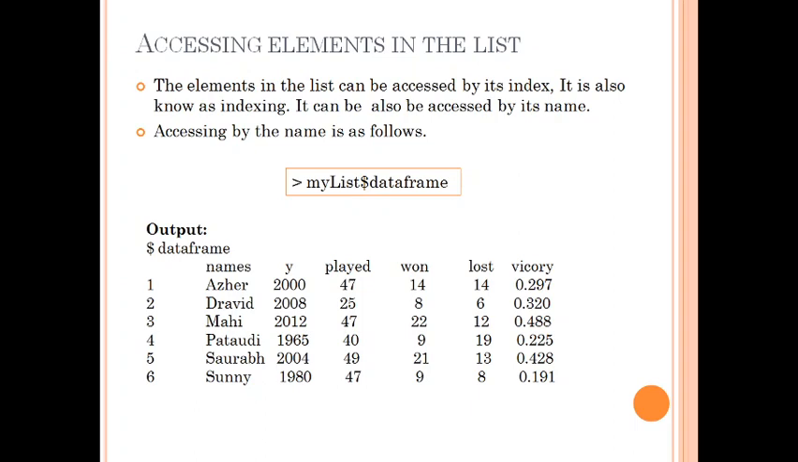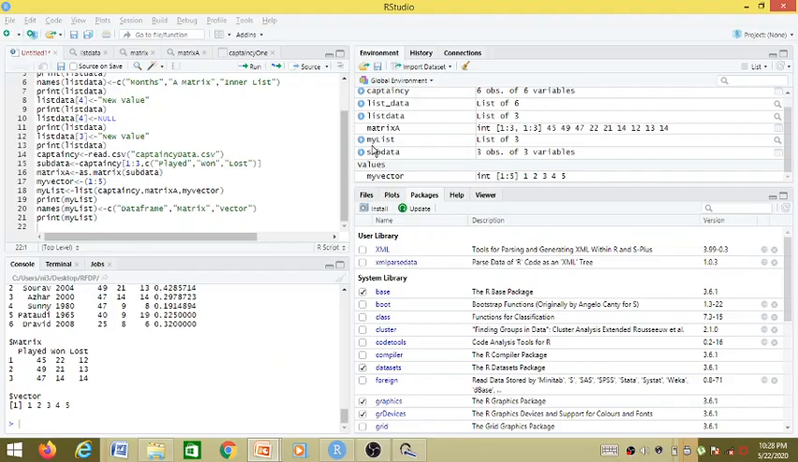Now we have created my list. So suppose we want to access a particular element of that list. Say we want to access a data frame, which is the first element of my list. We can do so by providing the name of the list, which is my list here, the member access operator, which is a dollar symbol, and now you can see there are three members. Whichever you want to see, you can choose.